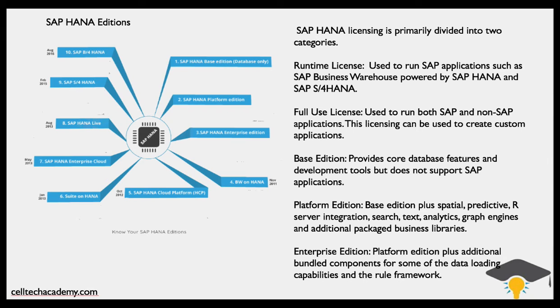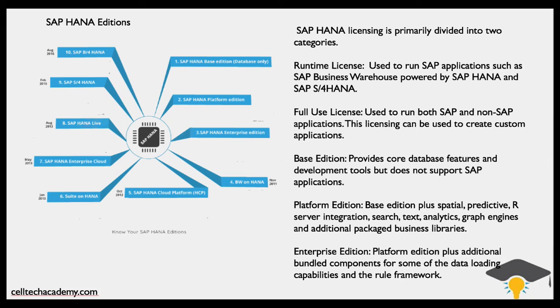It doesn't mean that you need to buy the enterprise edition, which is full blown, and not use it. So anytime there is a need, at that time you could decide to upgrade your HANA edition. So let's talk about some 10 editions right now, which is SAP HANA base edition, which I already explained. It's just a database only, and SAP HANA platform edition, which is just a little bit of an upgrade, and enterprise, which is like a full-blown edition within the HANA database.